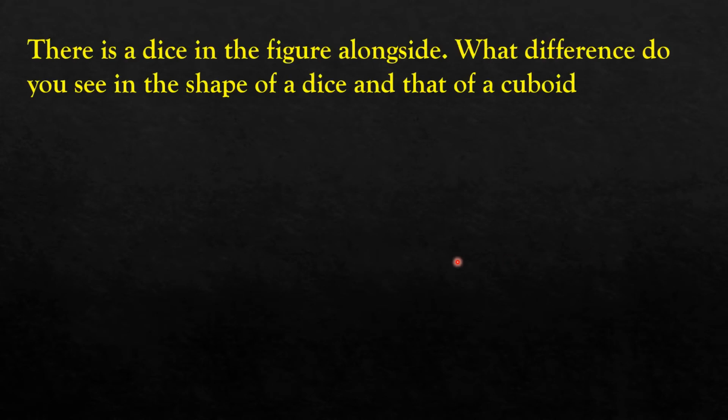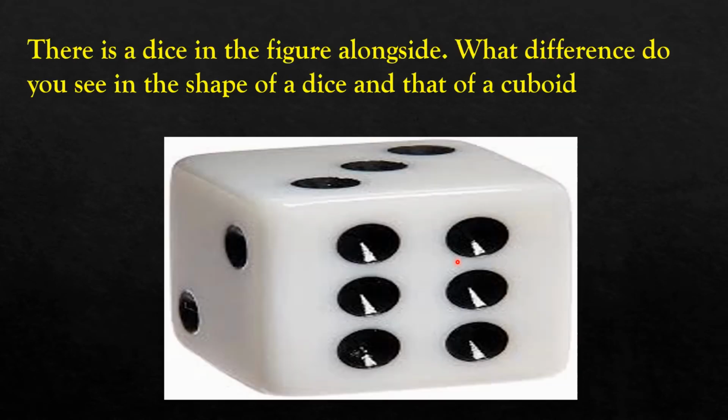There is a dice in the figure alongside. What difference do you see in the shape of the dice and that of the cuboid? That you have to tell us.